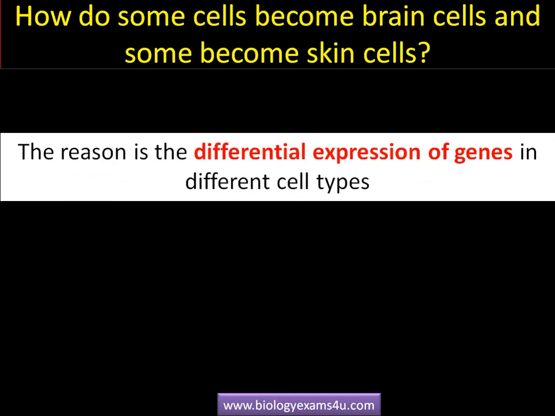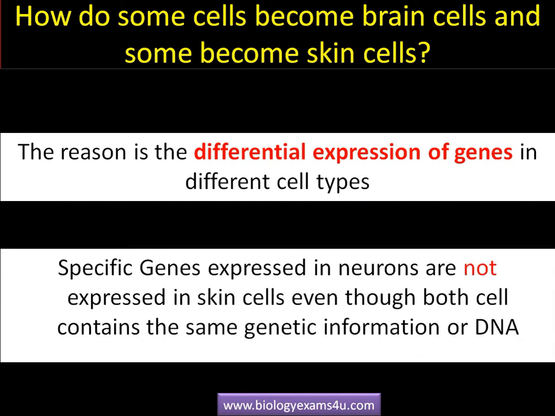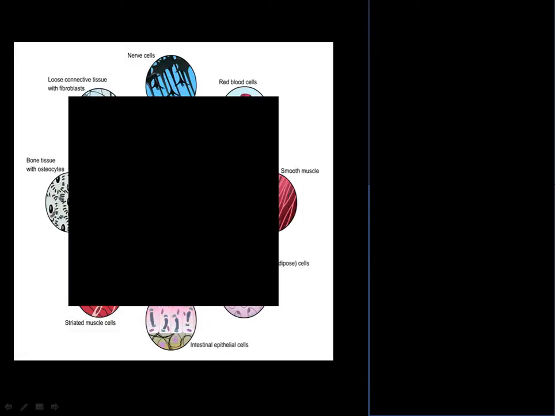The reason is the differential expression of genes in different cell types. Specific genes that are expressed in neurons or nerve cells are not expressed in skin cells, even though both neurons and skin cells have the same genetic content or DNA. That is called differential expression or selective expression of genes. Let's discuss this with an example.